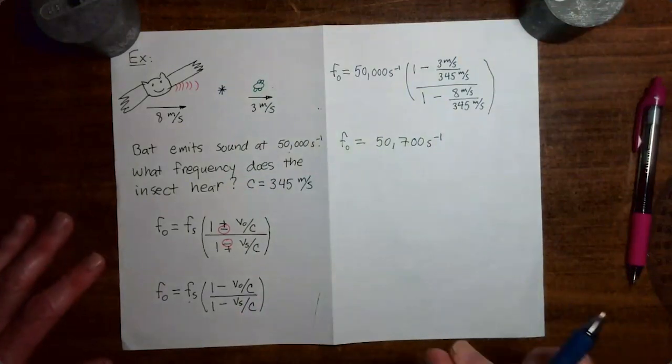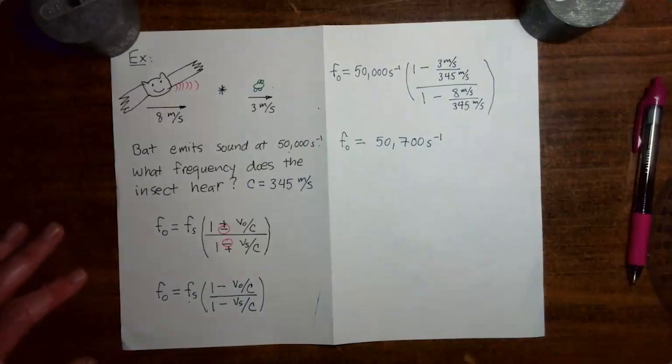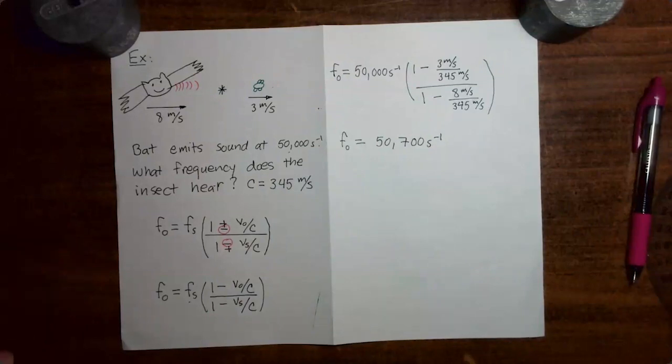So now we have done our first example problem where we calculated the Doppler effect due to both a moving source and a moving observer. We're going to do one more example like this in the next video, but with a bit more complexity.